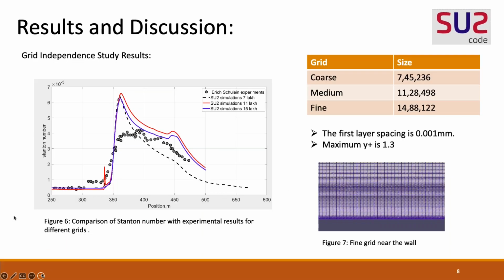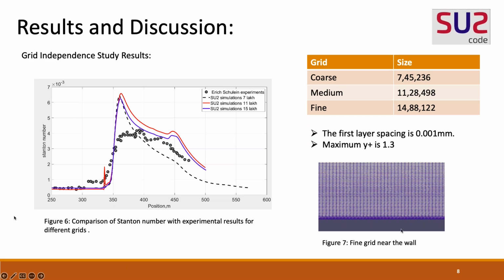Going to the next topic. Here, after performing the simulation using the SU2 solver, we look into the grid independence study first. We have chosen three basic grids: the coarse grid of 745,000, the medium grid of 1,128,000, and the fine grid of 1,482,000. The first layer spacing is 0.001 and the maximum Y plus obtained is 1.3.